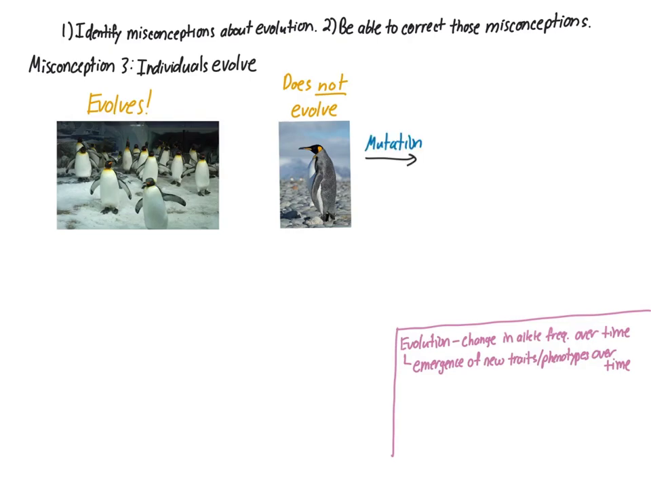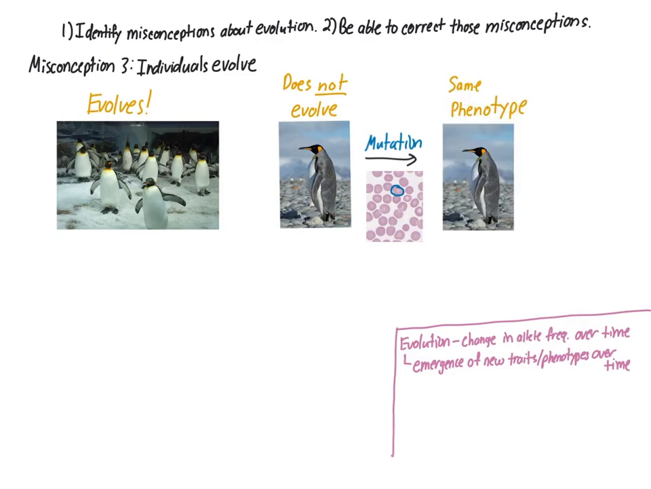Even if a mutation occurs within a cell in this penguin, it won't change its phenotype. And this is because mutations are too rare for them to occur in enough cells in an individual to actually change that individual's phenotype. Generally, mutations occur in a single cell or a few cells, and that's not really enough to change the individual's phenotype.